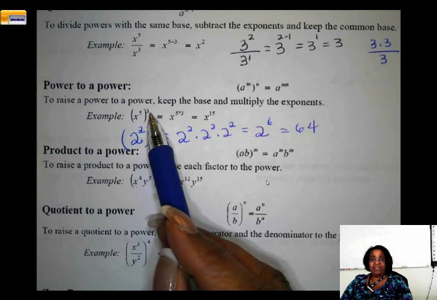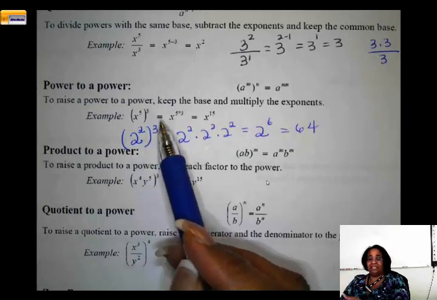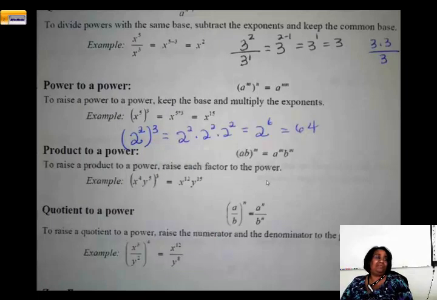So that's like having x to the 5th times x to the 5th times x to the 5th, which is x to the 15. You just multiply them. Okay? So that is the power to power.